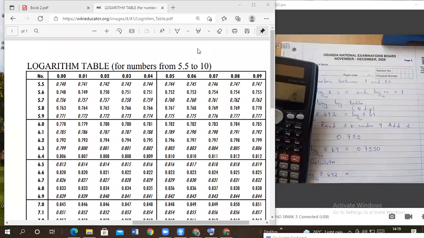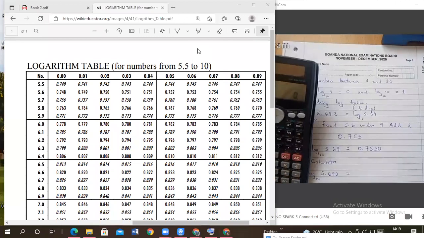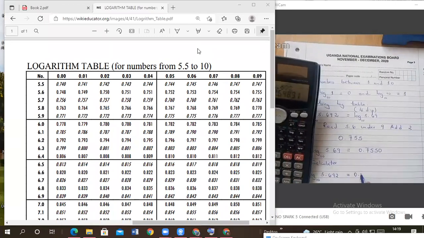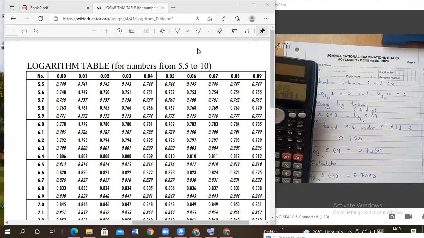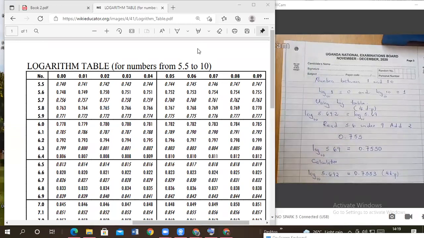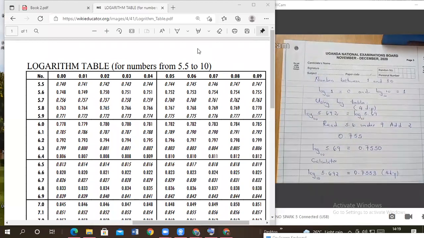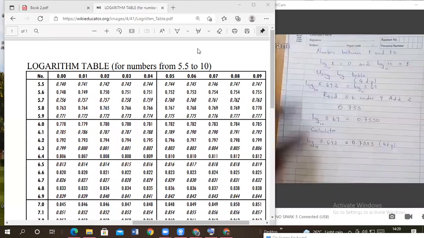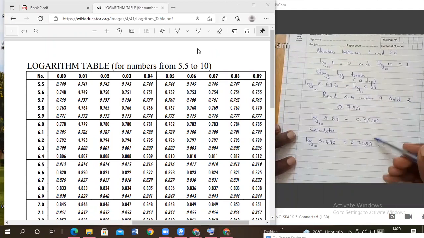0.755. Log 5.692. You get 0.755. To 4 decimal places. So you see the difference is not big. It's not big.